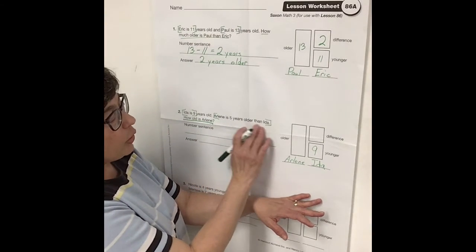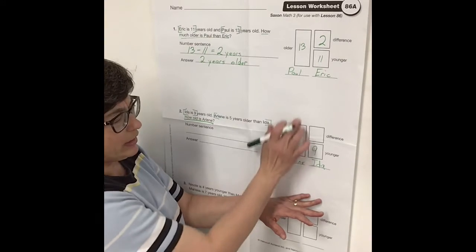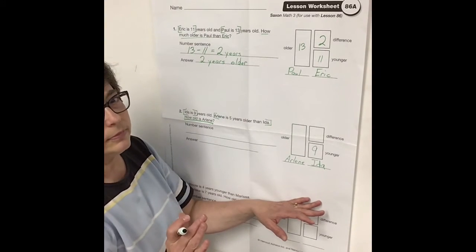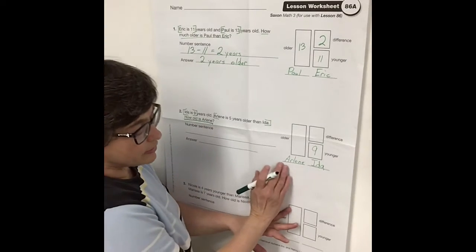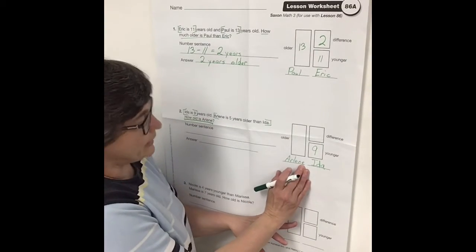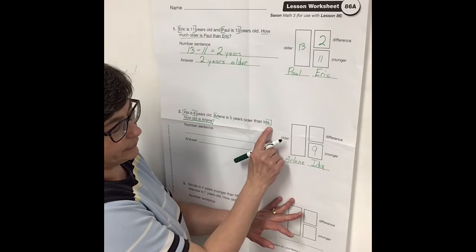Arlene is 5 years older than Ida. Do we put 5 in here? And the big one? No. They want us to think a little bit different this time. So no, that's not how old Arlene is. It says she is 5 years older than Ida.